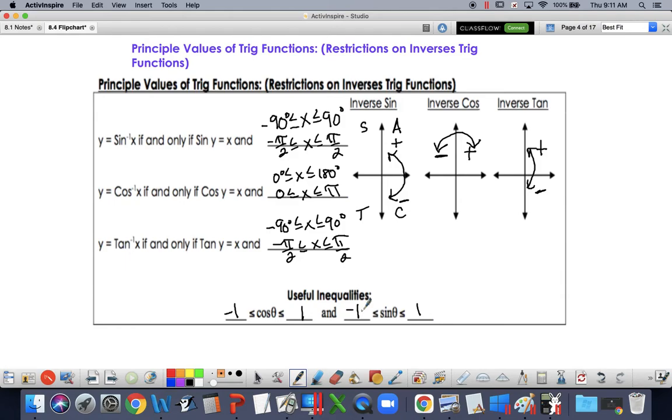Tangent's a little bit silly, but we can use those types of restrictions to say, okay, this is a trick question. Now if you do it on your calculator, you're going to get an error. So don't worry too much. You will be reminded of that.